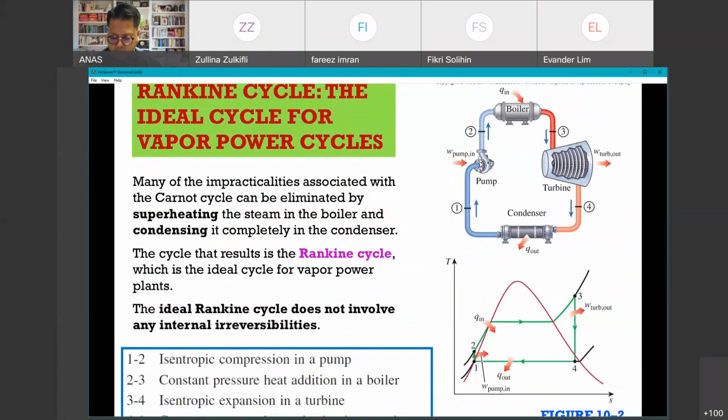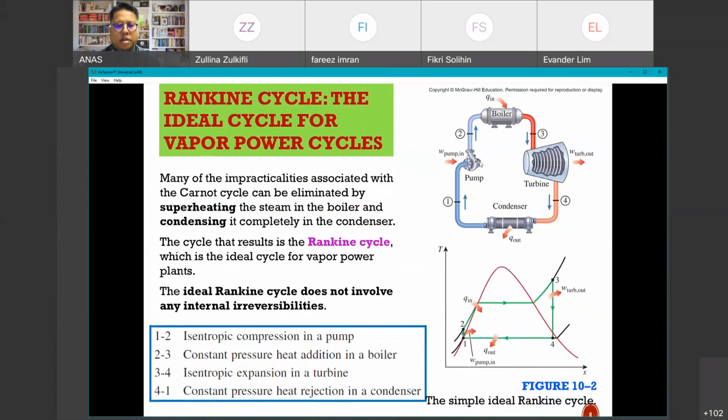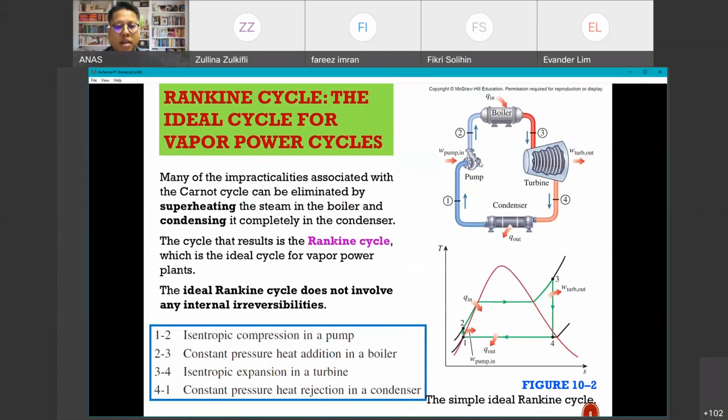Okay, so let's get to know the Rankine cycle, the ideal cycle for vapor power cycles. Many of the impracticalities associated with the Carnot cycle can be eliminated by using these two processes. First, by superheating the steam in the boiler, and secondly, by condensing it completely in the condenser. So let's look at the components involved first.